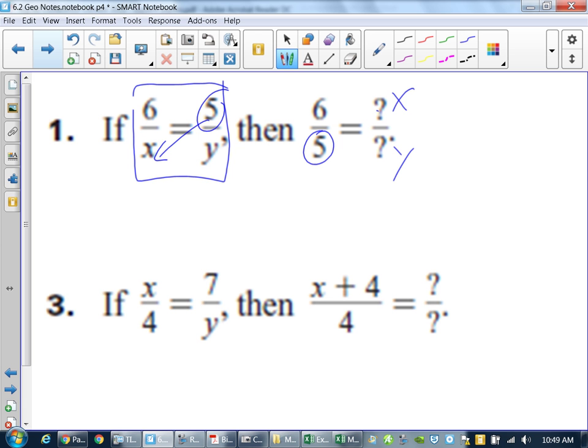Same deal with the one on the bottom. The one on the bottom started with x over 4 and 7 over y. Well, what did they do to the first fraction? They added the denominator. So what do you have to do to the next one? Add the denominator. So it would just be 7 plus y over y. Make sure you caught that. That's it. Done.